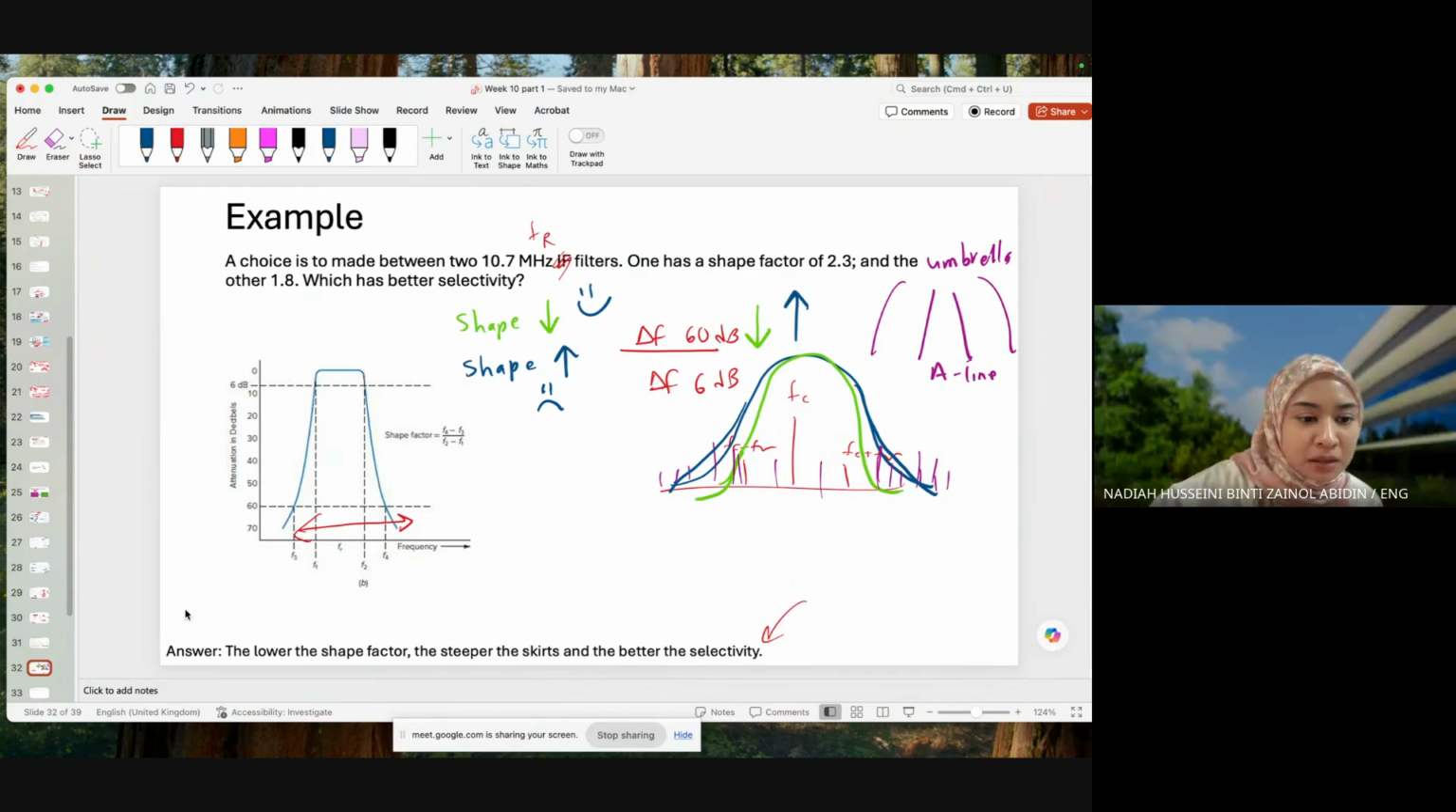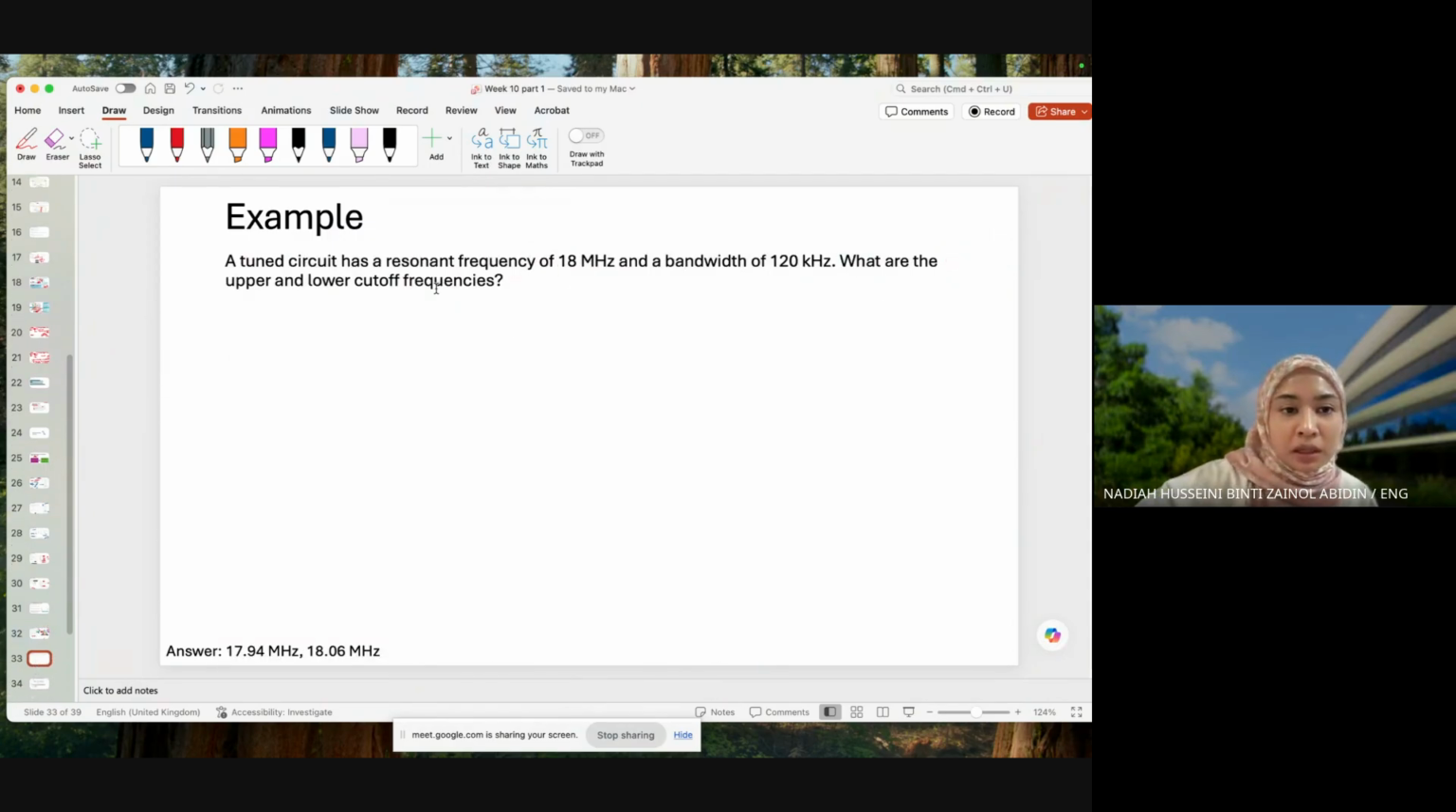Okay, so that was shape factor and the skirt, A-line and umbrella. A tuned circuit has a resonant frequency of 18 megahertz, so this is our FR, and a bandwidth of 120 kilohertz. What are the upper and lower cutoff frequencies?